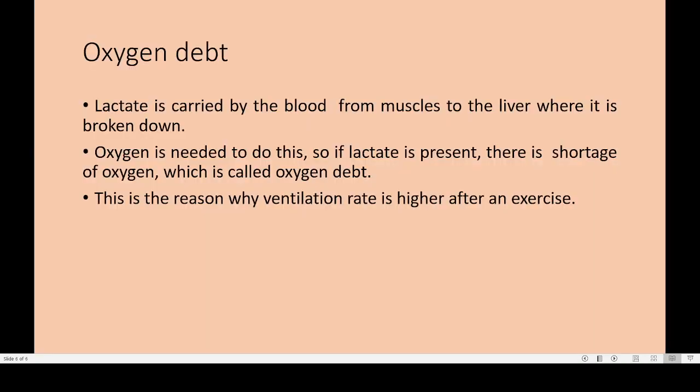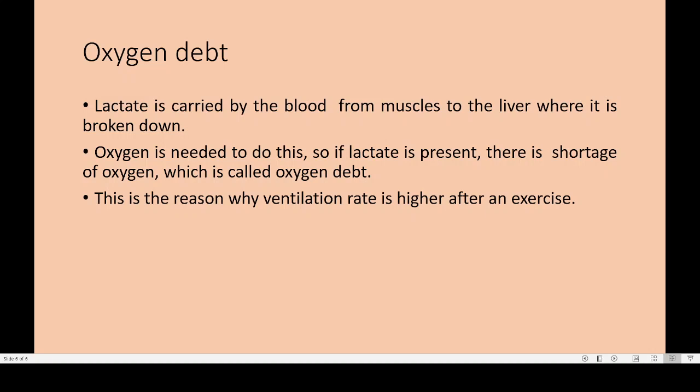And there is a small topic also known by the name oxygen debt. In the case of oxygen debt, when your muscle is working, a lot of lactic acid and phosphoric acid will be produced in your body, especially in your muscle, and that lactic acid has to be converted into some other product. Normally, lactic acid is carried by the blood from muscle to the liver, where it is broken down, and oxygen is needed for this purpose. That is for converting lactic acid into other products like glucose, etc.